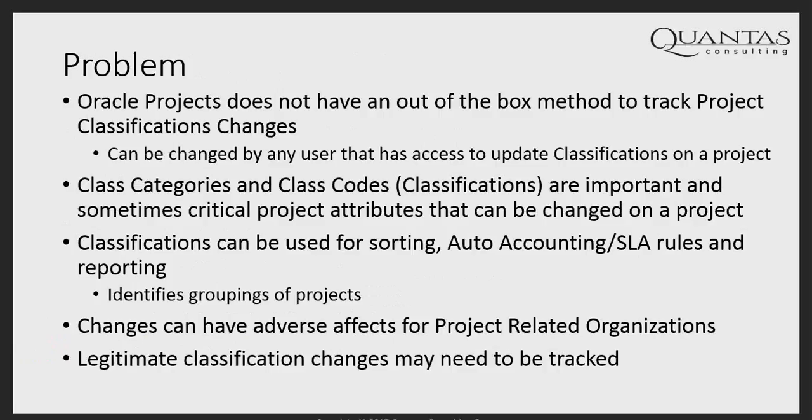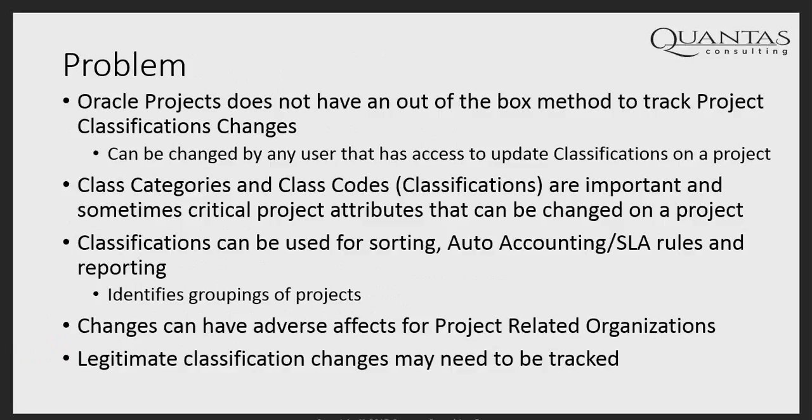So the problem we're trying to solve is Oracle Projects does not have an out-of-the-box method to track classification changes. Classifications can be changed by any user that has the update function to classifications on a project. Some companies have put personalizations or menu exclusions and controls in place to prevent people from changing that. But sometimes users need to change classifications, and those changes need to be tracked.